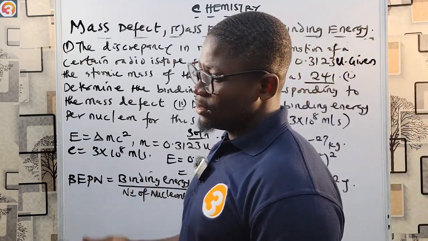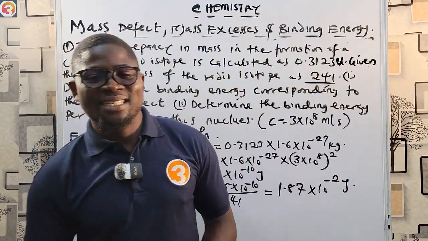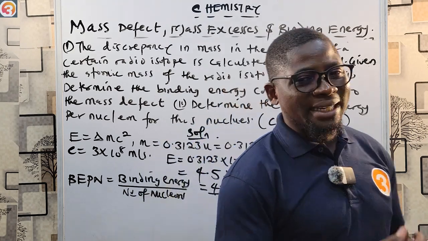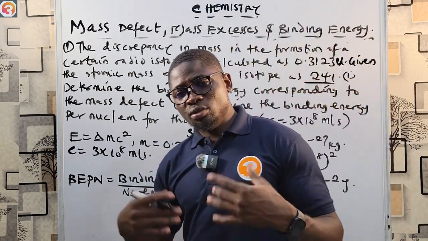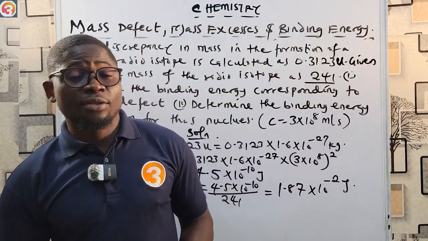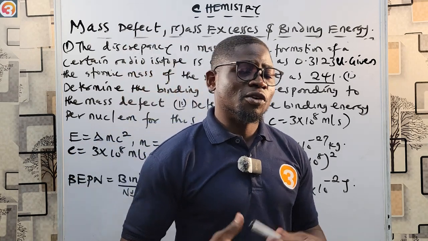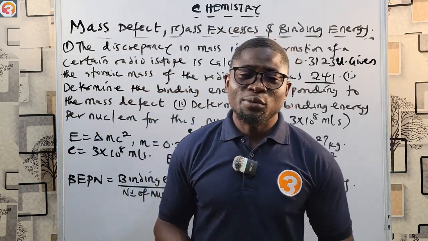Okay, so we have seen mass defect, mass excesses, binding energy, and binding energy per nucleon. Use this knowledge, look for questions on the O3 School JAMB app, like this video, comment and subscribe.